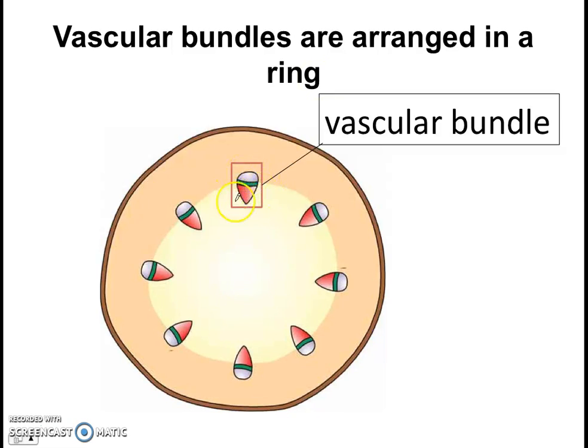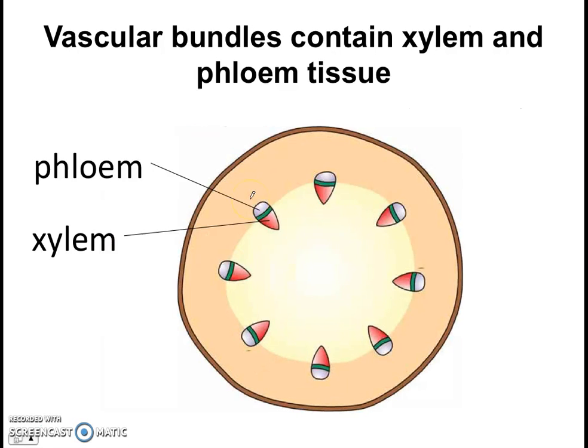Now within the vascular bundle, there are two main parts. Okay, one part of the vascular bundle is called the phloem. Please make sure you know how to spell this. And the other part is called the xylem. So vascular bundles contain xylem and phloem tissue, two different types of cell tissue.